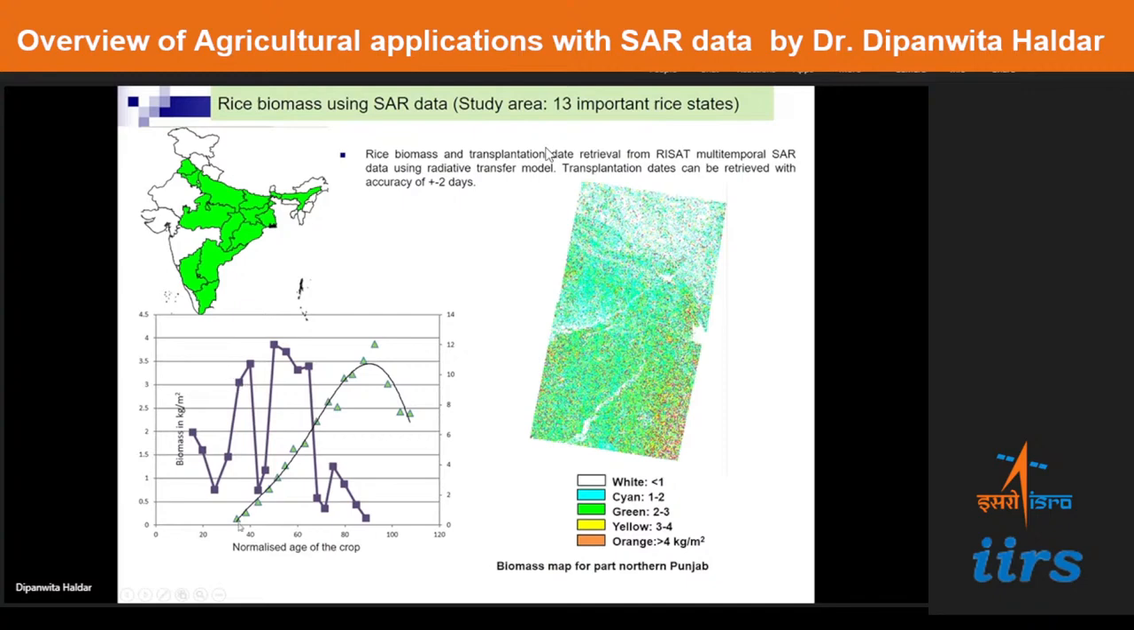There is a peak at 30, which means end of June, and then another peak at around 50, which is the 20th of July. So these two peaks represent two peaks of the transplantation. And then the biomass is increasing. So a biomass map is produced, which you are seeing on the right-hand side. We have high biomass in this orange area, 4 kg per square meter or more. Then yellow, green and cyan are the lower values.